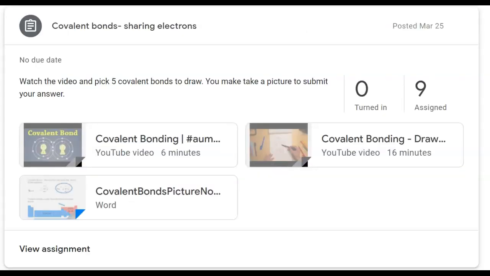So your second assignment for the week is covalent bonds sharing electrons. You're going to have a video to watch. You have a covalent bonding drawing video to teach you how to draw bonds, and then you have another one. What you're going to do is pick 5 different examples of covalent bonds. Water's a really good one, and other ones. All you're going to do is draw it, take a picture, and submit it. It's more for you to get the visual of how it looks.